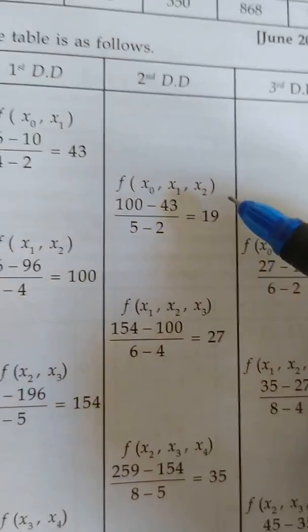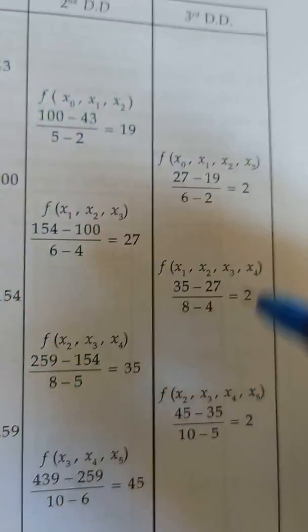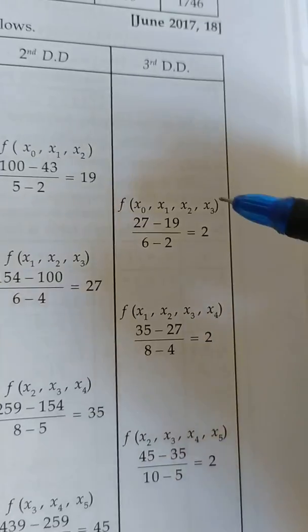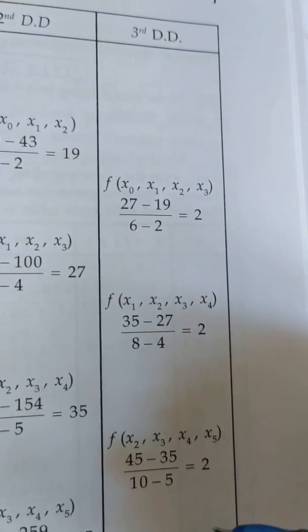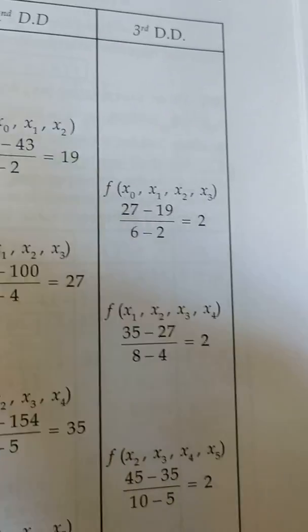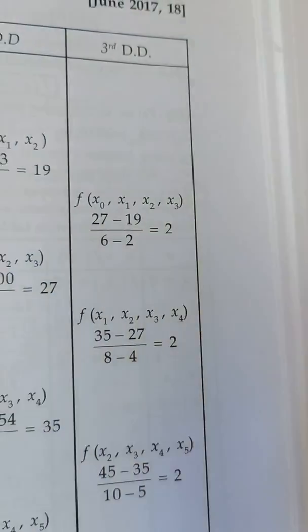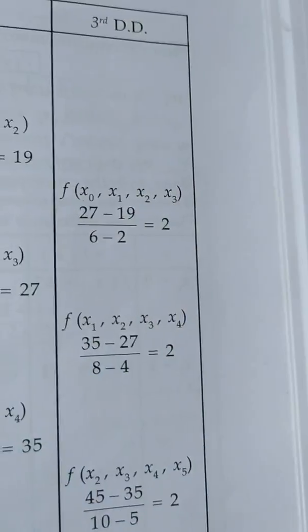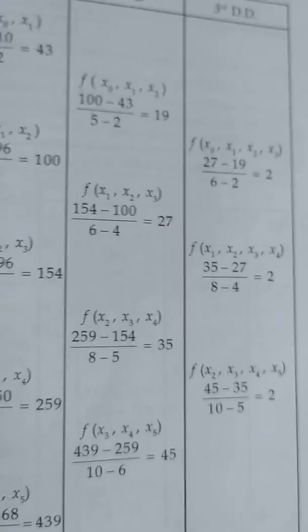Next, go to the second divided differences. Same thing. Third divided differences. See here, third divided differences are 2, 2, 2. That means divided differences are equal. No need to construct the next divided difference, because if we construct it, we get 0 only: 2 minus 2, 0; again 2 minus 2, 0.